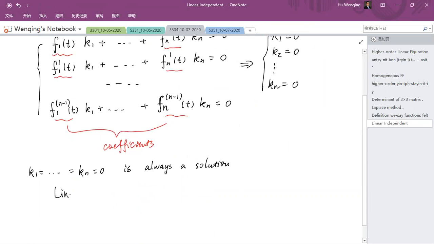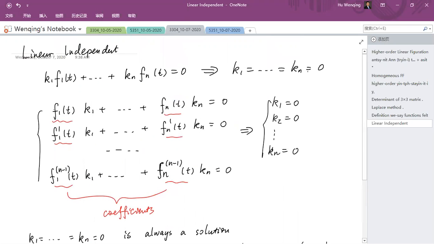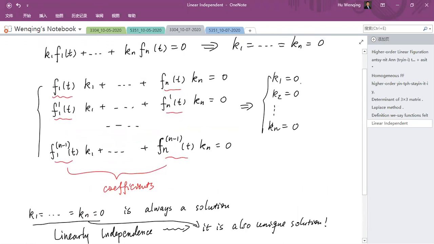So linear independence is just going to say that it is also a unique solution. So that means the 0 solution is also a unique solution. So it is not only a solution, but a unique solution, which means that you can deduce that these must be zeros. But if these solutions are not unique, then it might happen there are other solutions.